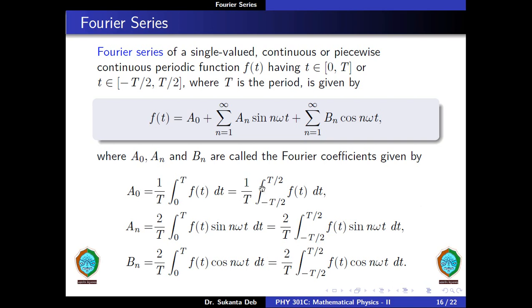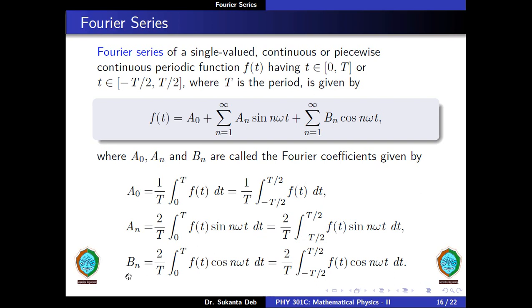So therefore a naught becomes equal to 1 by T, integral from 0 to capital T of f of t dt, is equal to 1 by T, integral from minus T by 2 to plus T by 2 of f of t dt. Similarly, a n is equal to 2 by T into the integral from 0 to T of f of t sin of n omega t dt, is equal to 2 by T, and the integral from minus capital T by 2 to plus T by 2 of f of t sin of n omega t dt.